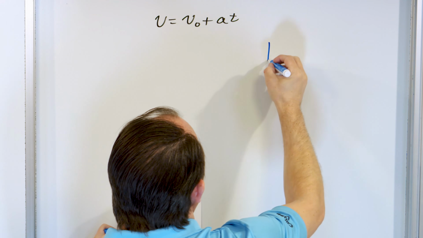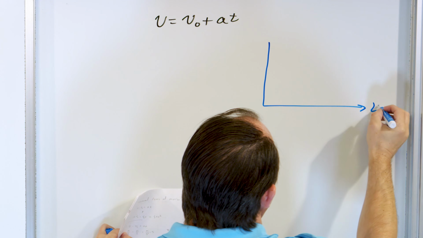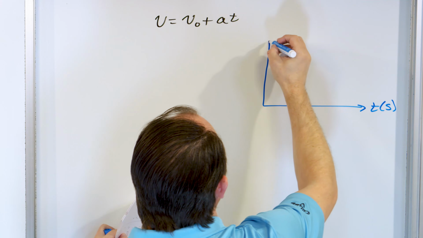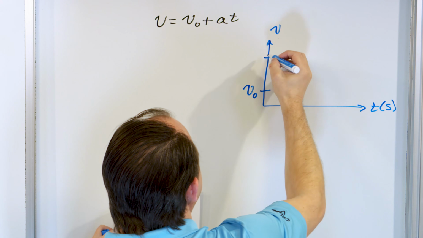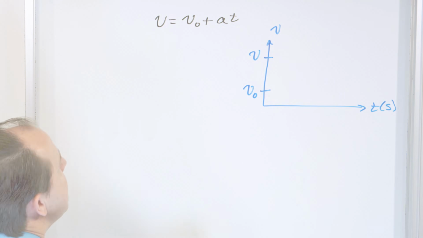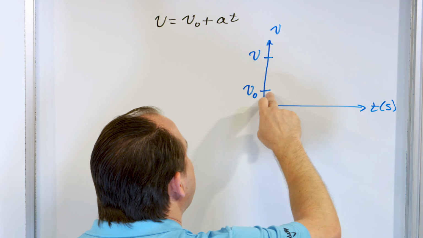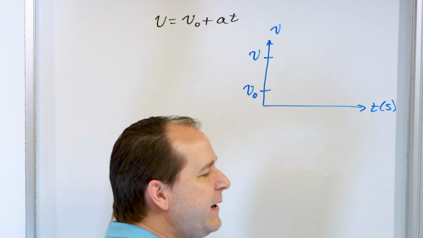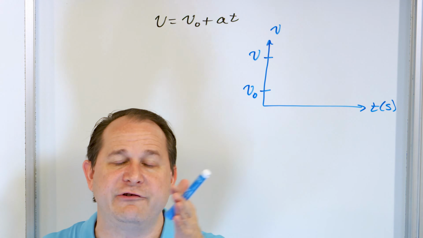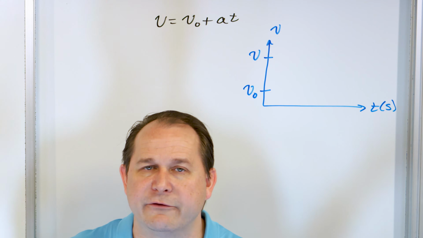So if I draw a quick little graph over here, this is time in seconds, and this is the velocity. What if I start out with some initial velocity and I end up at some final velocity? Basically, all particles are going to start off with some initial velocity and end up at some final velocity over some time period. That's what acceleration is. It means you change the velocity of the thing over some interval, right?